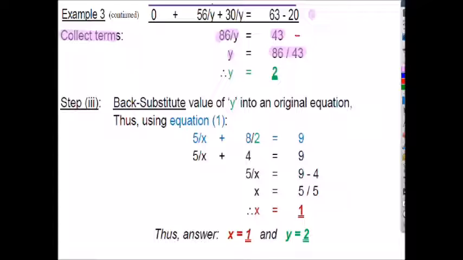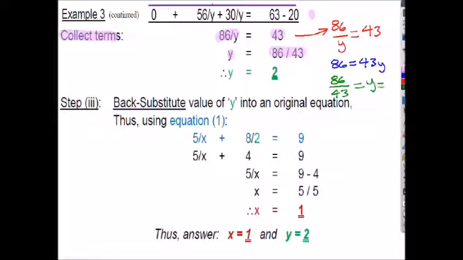Just for completeness, I'll show you that transposition here. We have 86 and it's divided by y, and that's equal to 43. So I basically multiply both sides by y, so I get 86 is equal to 43y, but I don't want 43y, I just want y, so I'm going to divide both sides by the 43. So 86 divided by 43 is now equal to y. And of course y is equal to 2. But that's just for reference. That's the y is equal to 2 here.